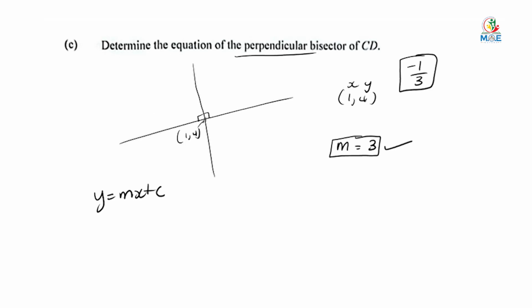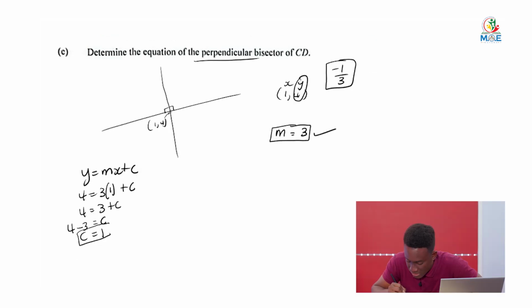So we can say, instead of y, 4, because that is the value of y here, is equal to m, which is 3, multiplied by x, which is 1, plus c. So 4 would be equal to 3 times 1, which is 3, plus c. So c would be equal to 4, this 3 is added, now we take the subtract. So 4 minus 3. So c would be equal to 1. So the value of c is 1.